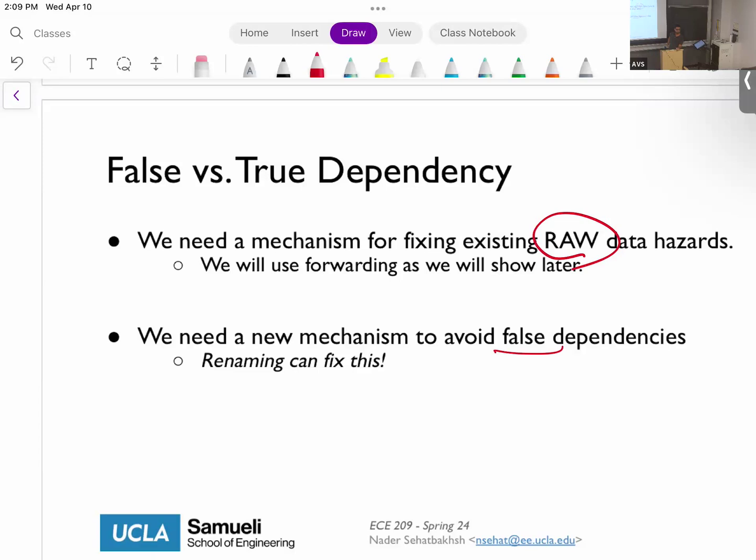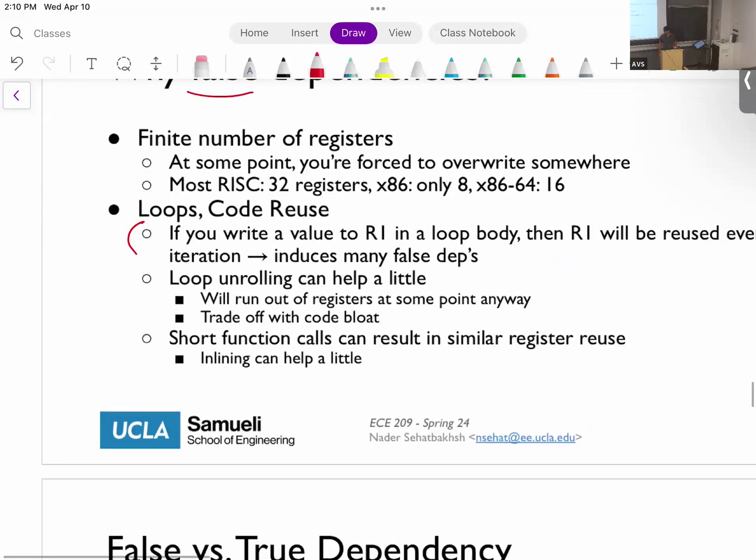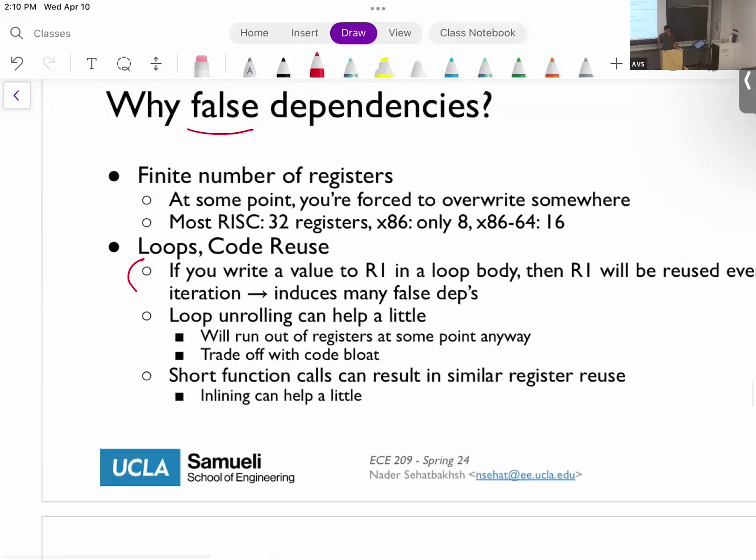Yes. On the last slide, you said that unrolling can only help a little bit because you'll eventually run out of registers. Why is that?